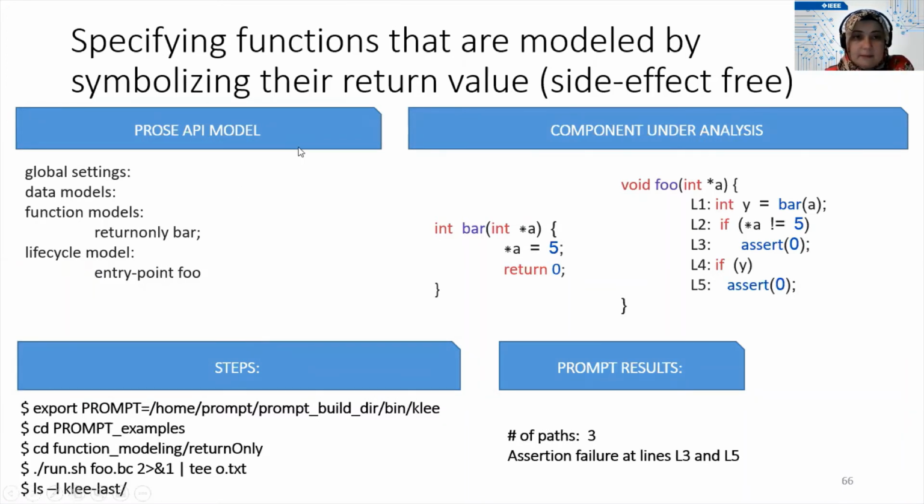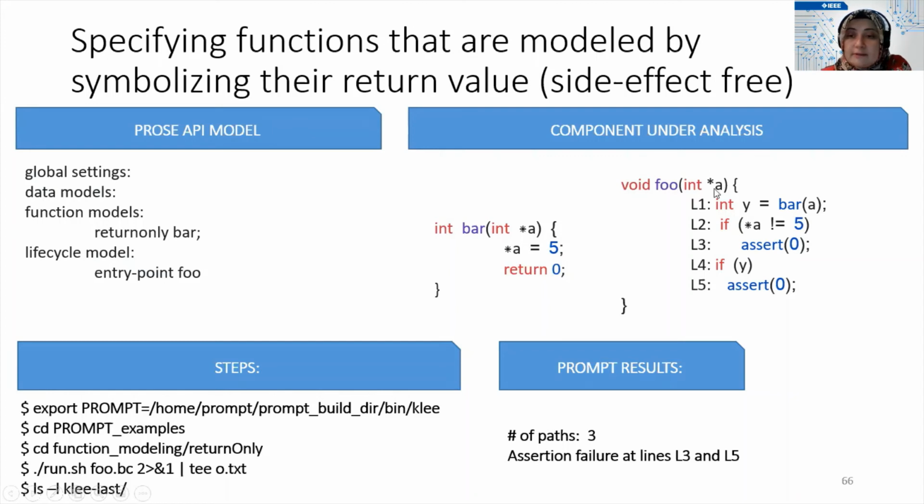Okay, we can model a function by telling prompt to just symbolize its return value and ignore the arguments, meaning don't havoc the arguments, just symbolize the return value. In this example, let's say we model function bar, although we have a definition of function bar, right? So we call bar.